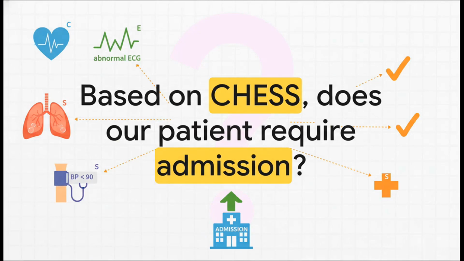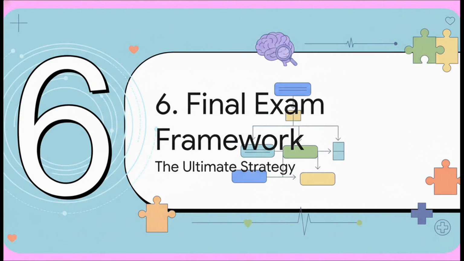All right, pause for a second. This is an active recall checkpoint. Based on CHESS, does our patient need to be admitted? Well, let's see. Does he have a history of CHF? Yes. Abnormal ECG? Yes. Shortness of breath? Yes. Systolic BP less than 90? Yes. He meets 4 of the 5 criteria. This is an absolute, clear-cut admission for an urgent workup. No question about it.